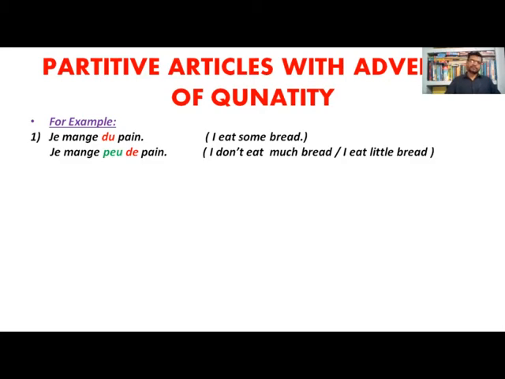Okay, we can say like this. So we will see the other example. So here you will see the partitive article du changes to de, because here peu is an adverb of quantity. So what is the place of the adverb of quantity? You are also watching this: the subject, verb, adverb of quantity, then the partitive article changing, and then the noun. You have to mind this logical way of making sentences as well.